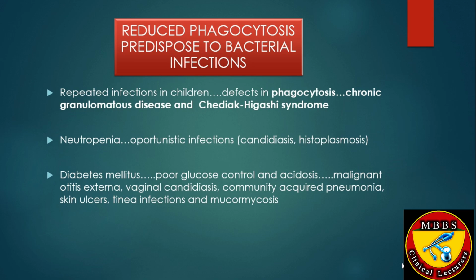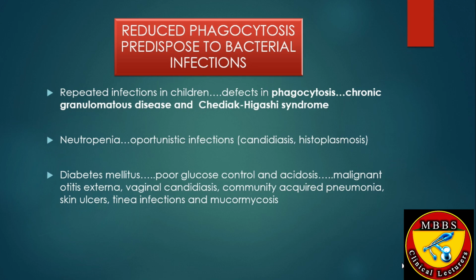Then neutropenia. This is a condition in which the PMN count drops below 500 per microliter, and this is due to immunosuppressive therapies or maybe the irradiation therapies of cancer patients. We have several conditions like candidiasis and histoplasmosis, because whenever there's a deficiency of neutrophils, the person becomes more vulnerable to opportunistic infections like Candida albicans infection, oral thrush, and vaginal thrush, which increase. Histoplasmosis infection is seen especially in those individuals who are on immunosuppressive therapies.